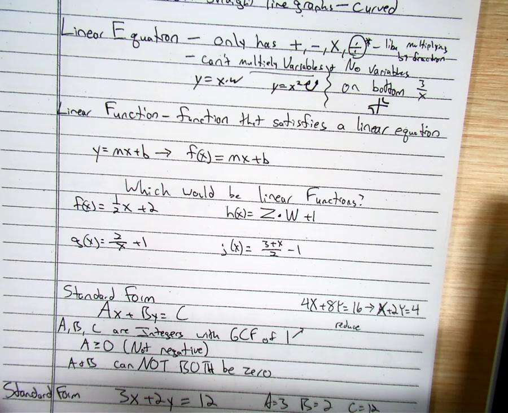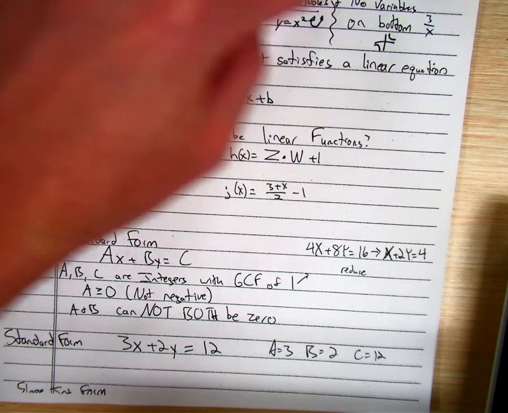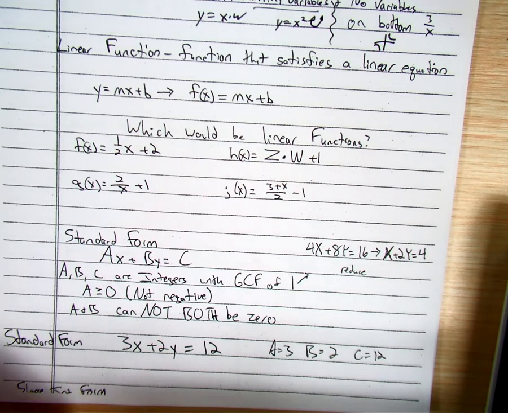All right, so just quick, right there, think about this a little bit. Using our rules that we just talked about, which of these 4 would be linear functions and which would not? And if it's not, why not?